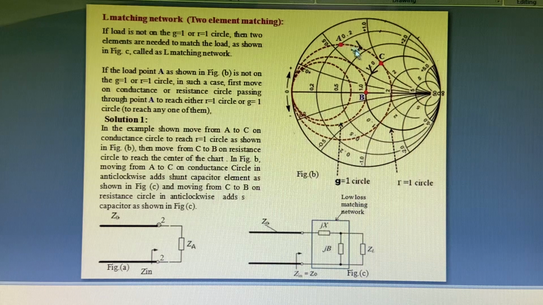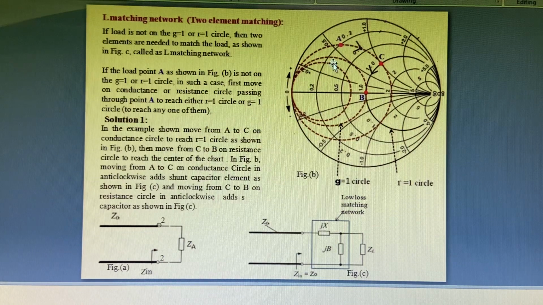Moving on the conductance circle in the clockwise direction, as we discussed in the previous topic, adds a shunt capacitor. We can find that value using that discussion. Similarly here, moving on the resistance circle in the anti-clockwise direction again adds a capacitor in series. That we can find as we discussed in the previous topics. So like that, we can get impedance matching using two elements. This forms an L shape, that's why it is called L matching. This is one possible solution for getting the impedance matching.